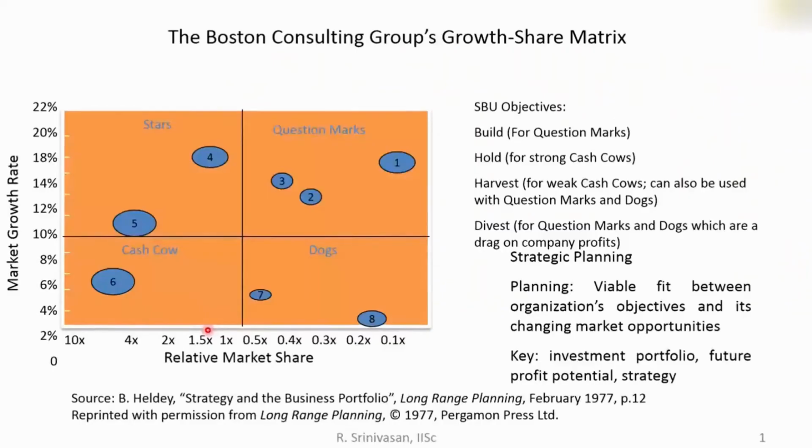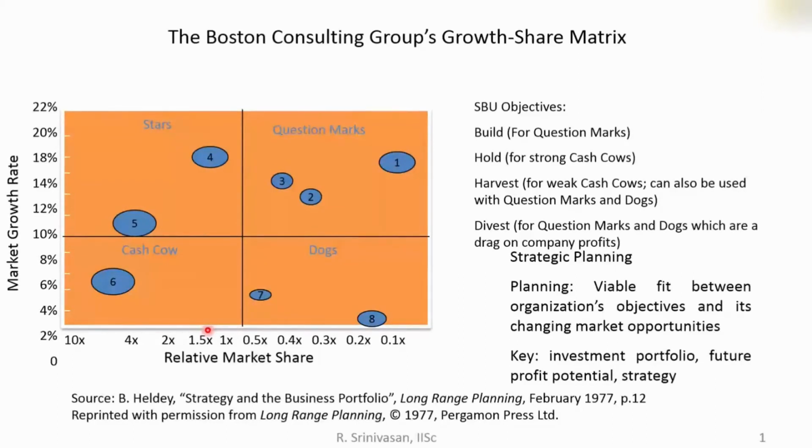It can also be the case with question marks. When some of these products which you are trying to introduce to the market, you are not very confident that you can move them to the star. So, in the question marks stage itself, you may like to divest these SBUs. This divesting strategy can be adopted for question marks and dogs, which are a drag on the company profits.